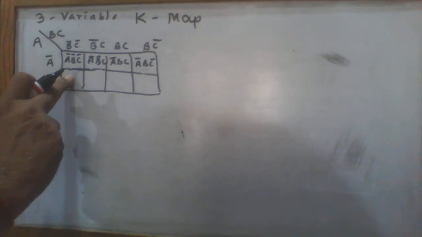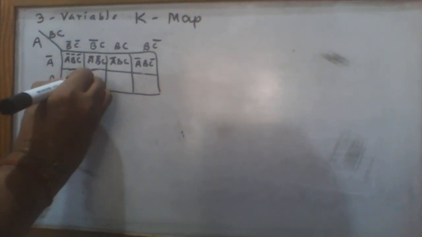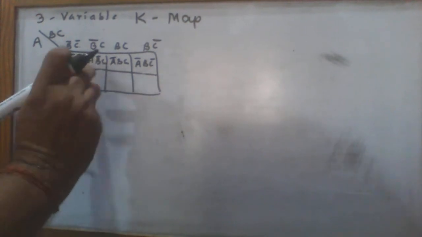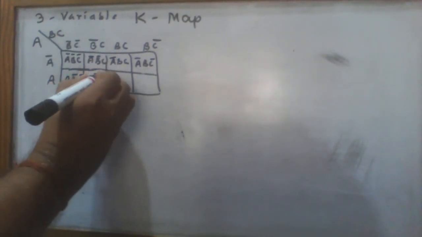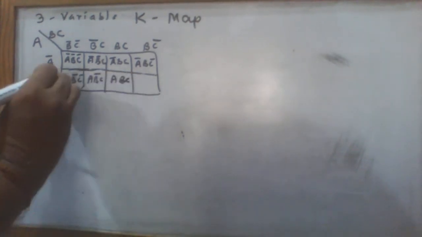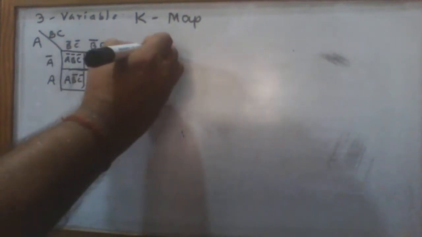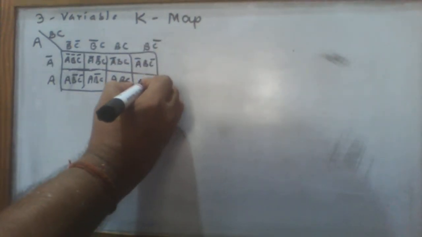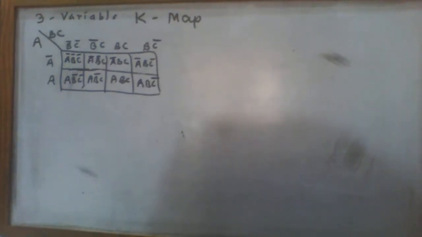Now in this cell I will write A, B bar, C bar. In this cell I will write A, B bar, C. Here I will write A, B, C. This one is A and this one is BC. This one is A and BC bar over here. Therefore I will write here A, B, C bar. This is the method of writing three variable K-map.